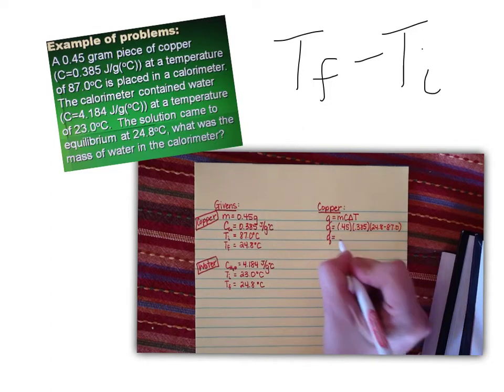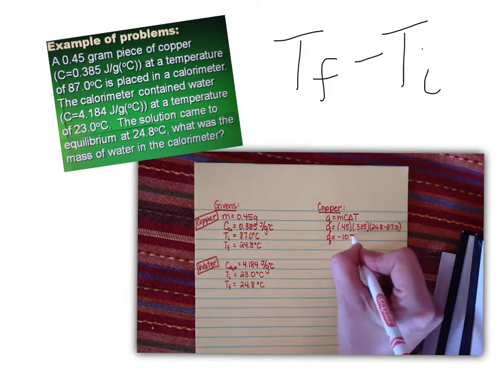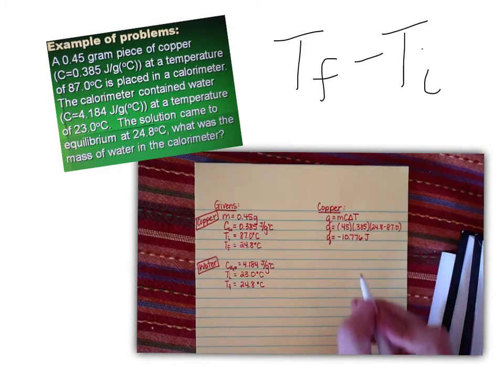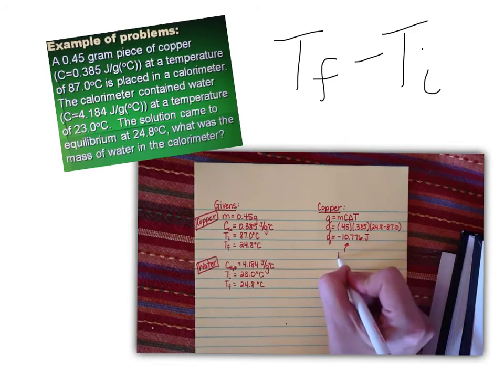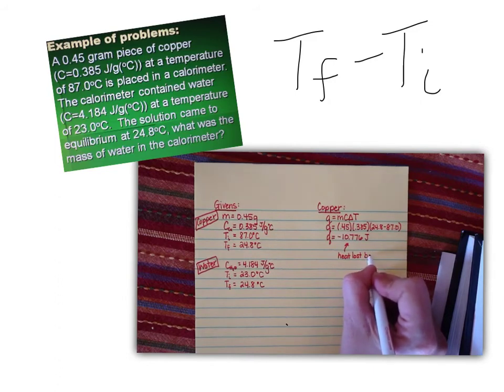Then I'm going to go ahead and solve. I'm going to plug all those numbers in. When I do so, I get negative 10.776, and the unit for Q is, of course, joules. And then I'm not going to round at that point, because we have not gotten to our final answer. This number that we've got right here is the heat lost by the copper. You see the negative indicating lost. That's how much heat was lost by the copper.